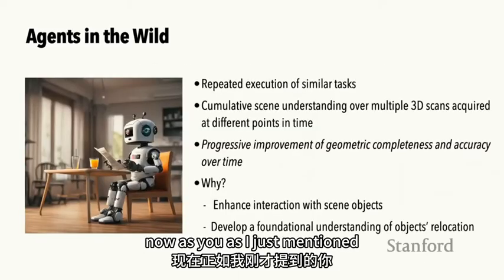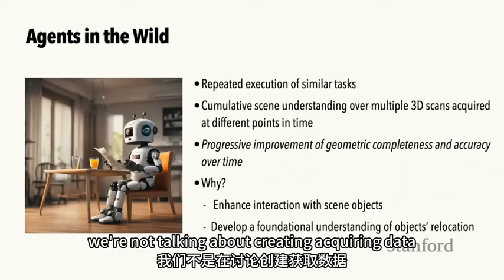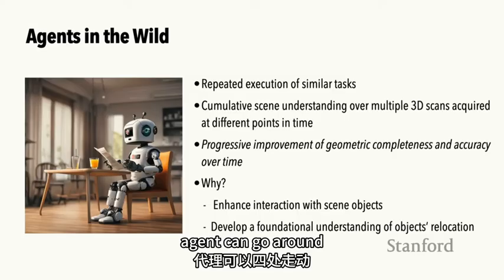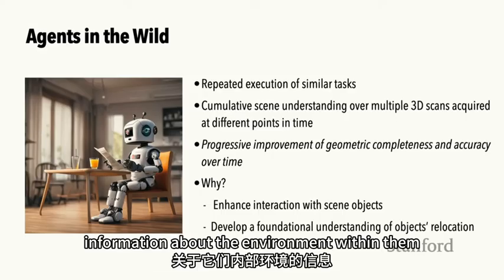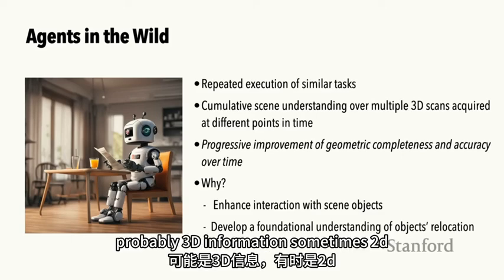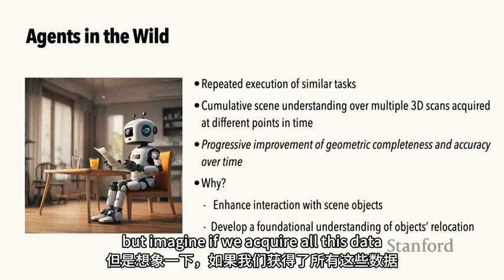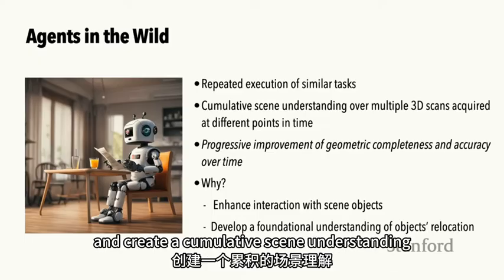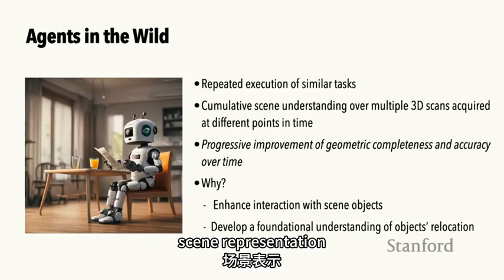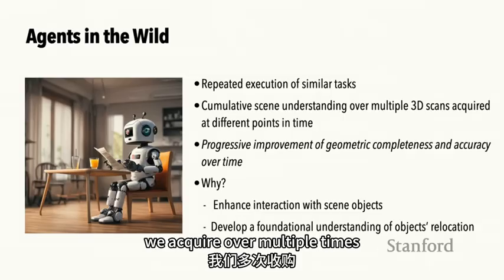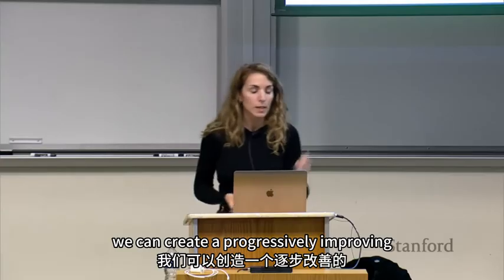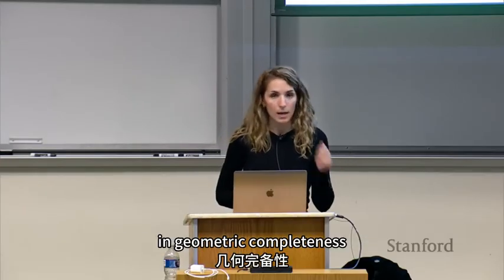Now, as I just mentioned, we're not talking about acquiring data without an agent. An agent can go around and perform repetitive tasks within a single scene, within an environment. As they do that, they capture information about the environment around them, probably 3D information, sometimes 2D. But imagine if we acquire all this data and create a cumulative scene representation over multiple 3D scans acquired at multiple times, we can create a map of our environment that progressively improves in geometric completeness and accuracy.